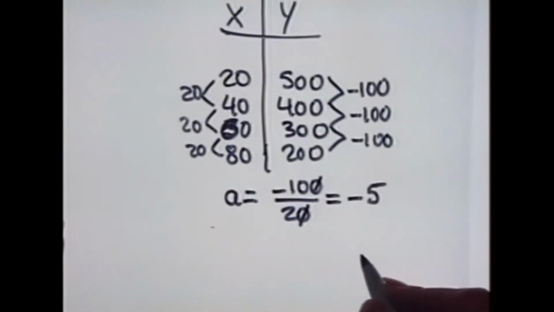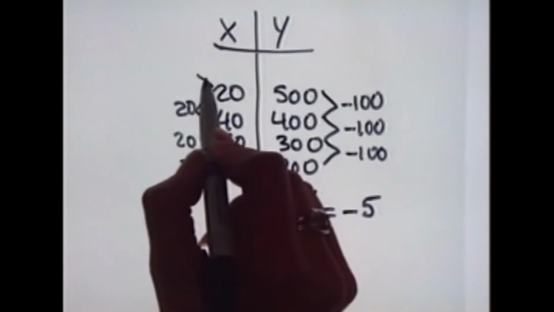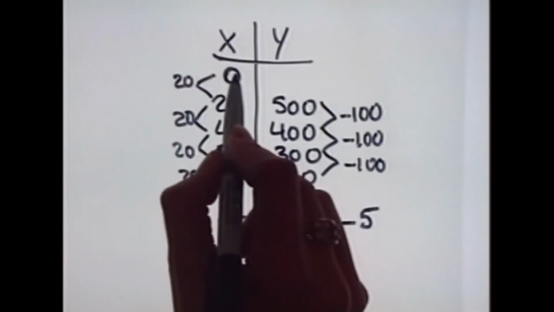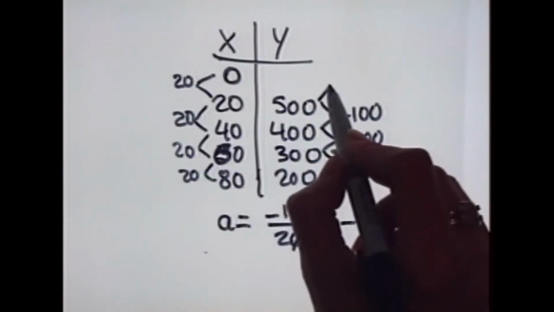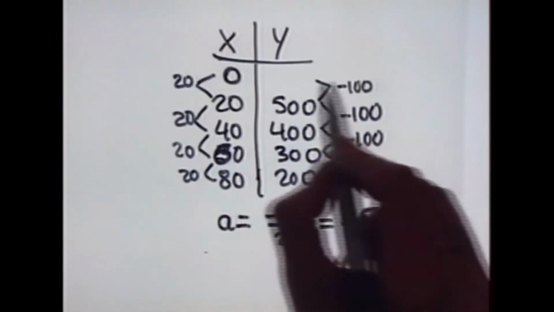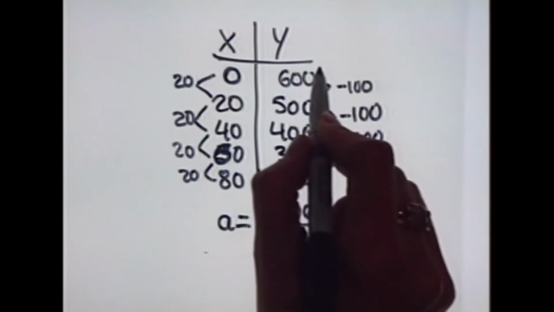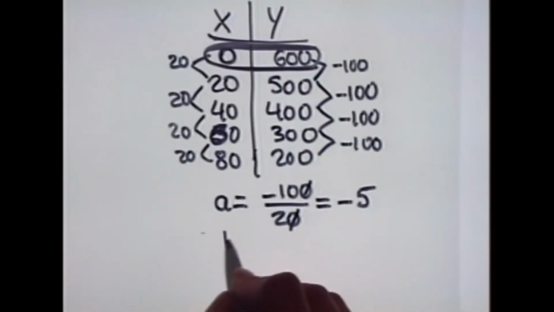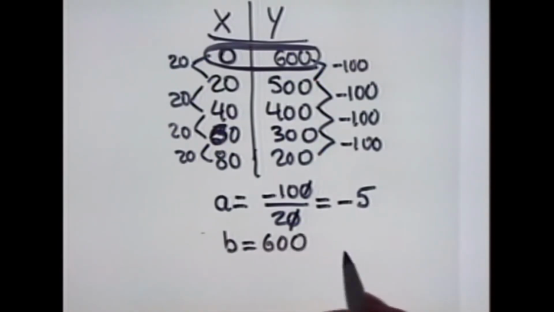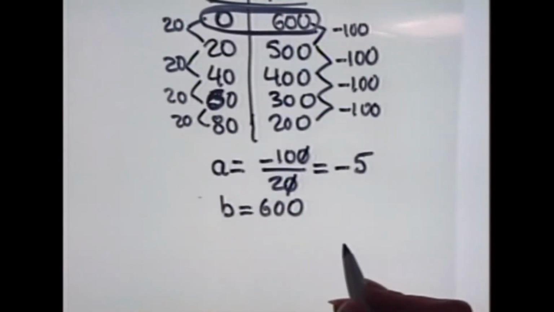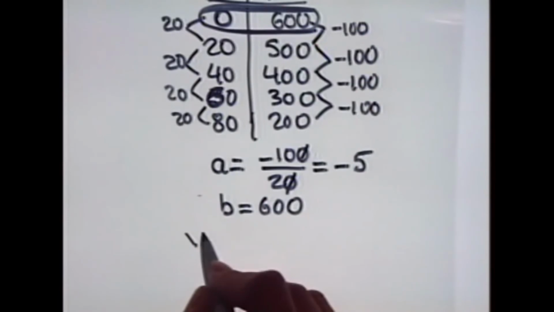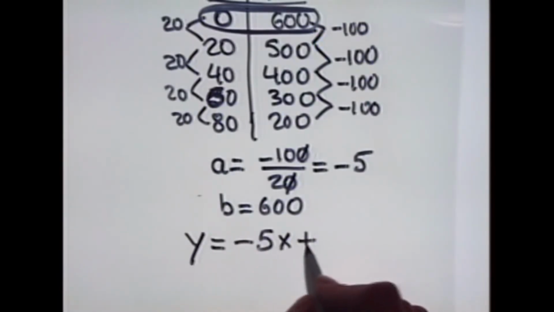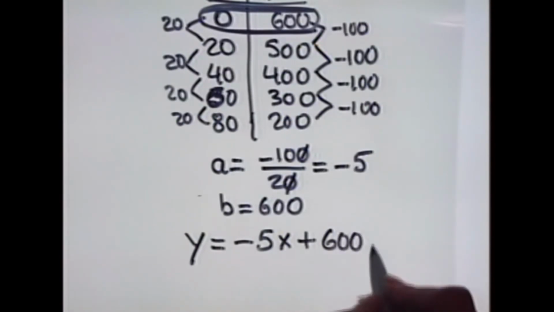What about our b value? Well, if we go back up here, this is 20. If I go backwards, I would have a 0 here to have a change of 20. And if I have another negative 100, I would start at 600. So I found once again my b value. b is 600. Well, with these two values, we have what we need for the equation. y equals negative 5x plus 600.